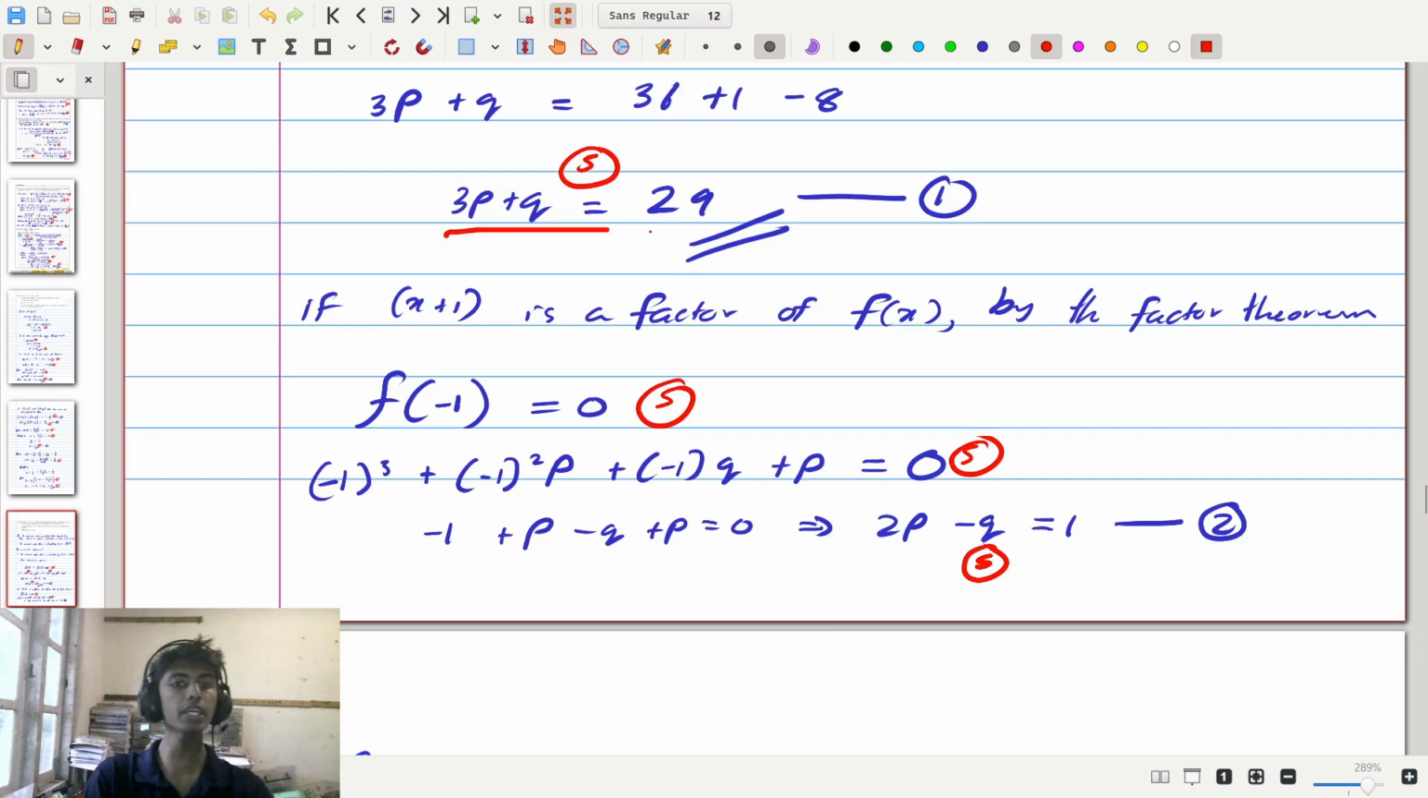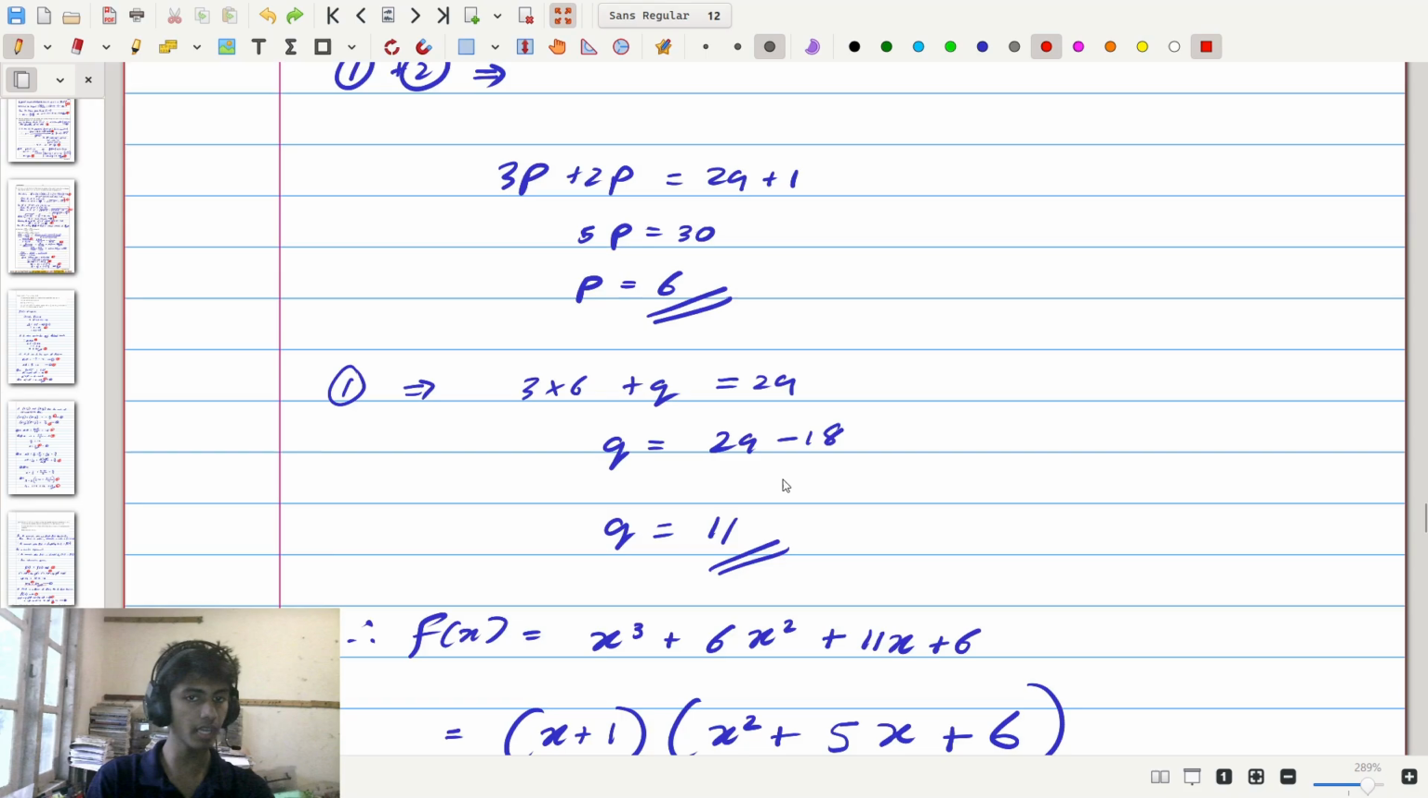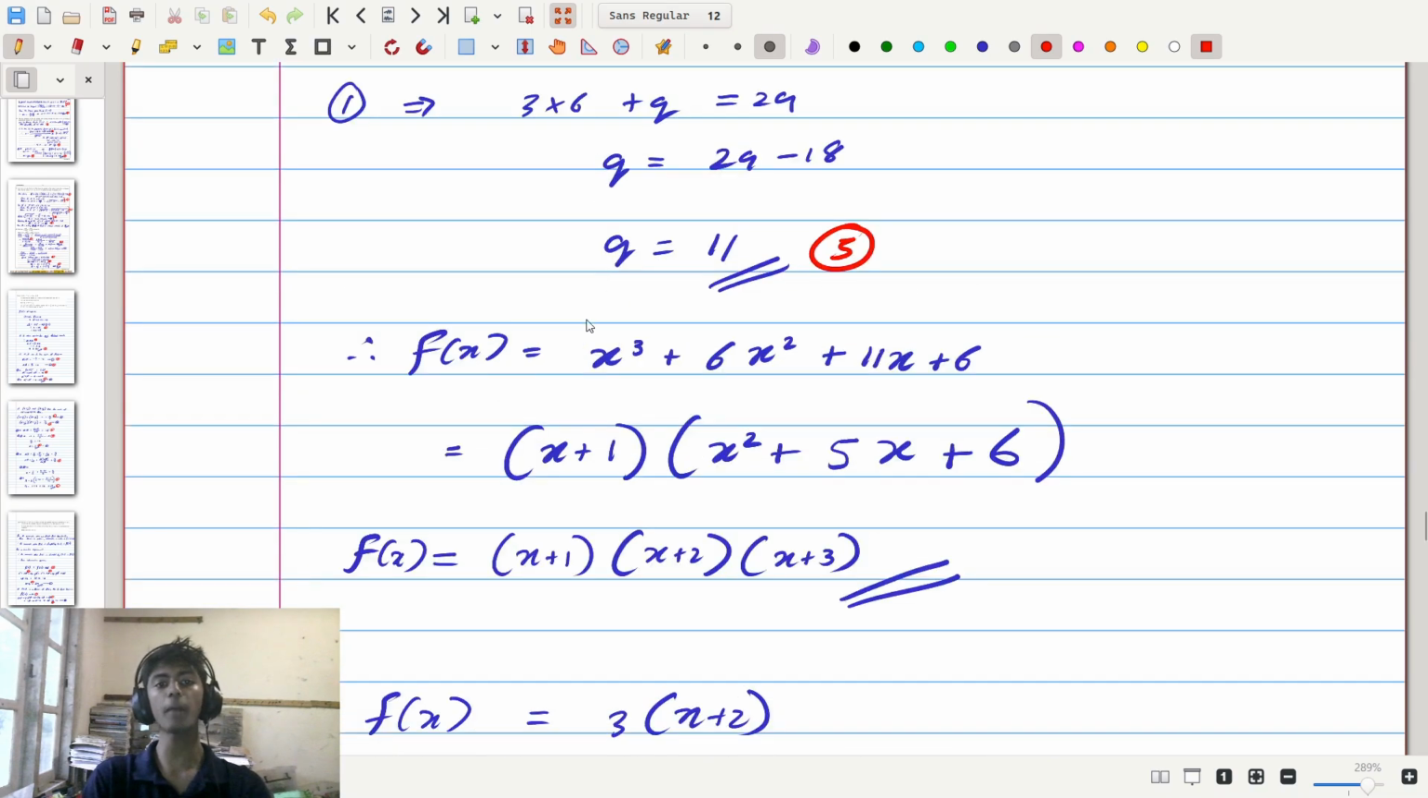Now after obtaining equation number 1 and equation number 2, when you then combine them and obtain p and q, for obtaining p like this, you get 5 marks, and obtaining q, you get another 5 marks. Now after this, when you correctly substitute p and q into f(x), and then you immediately use the fact that we know that x plus 1 is a factor to factor out x plus 1, and then you write that f(x) is equal to x plus 1 times the other factor that you're going to get, which is x squared plus 5x plus 6, and you write that f(x) is equal to this.